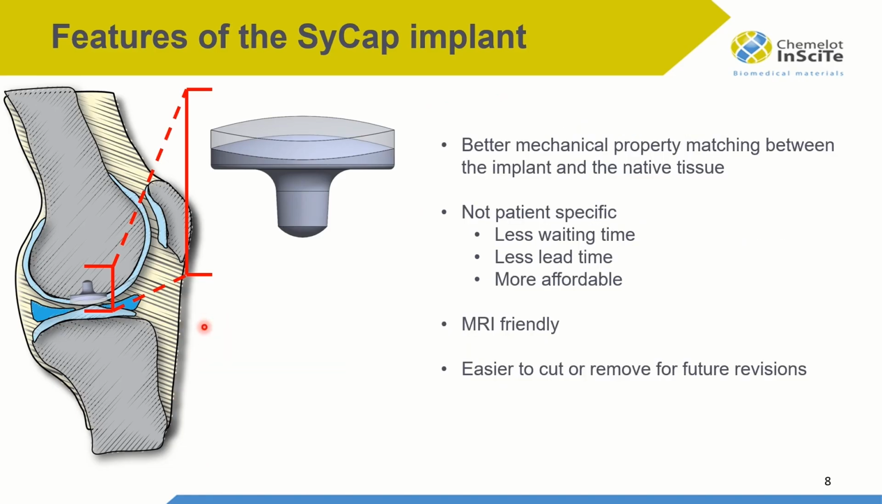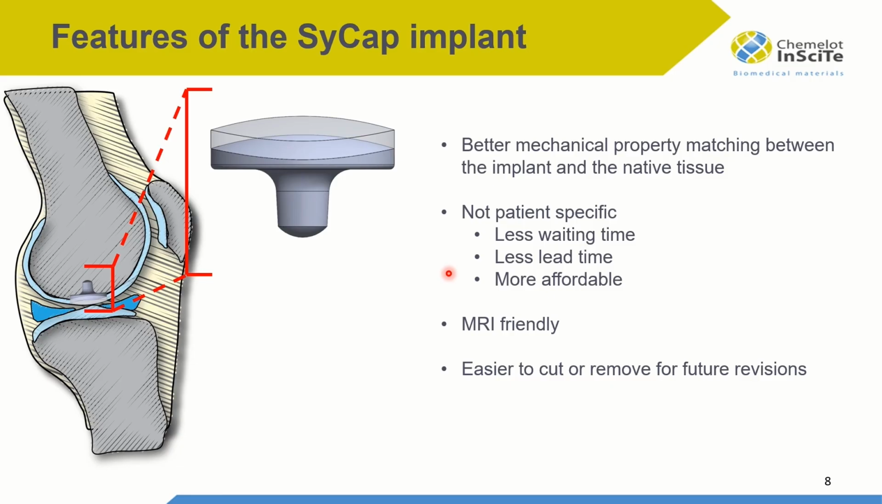The SciCap implant has some advantages. Since the mechanical properties can be tuned, the implants match better with the mechanical properties of the native tissue. Secondly, the implants are not patient-specific. This gives us the opportunity to shorten the waiting time and have a lesser lead time, as well as producing more affordable implants for the patients.